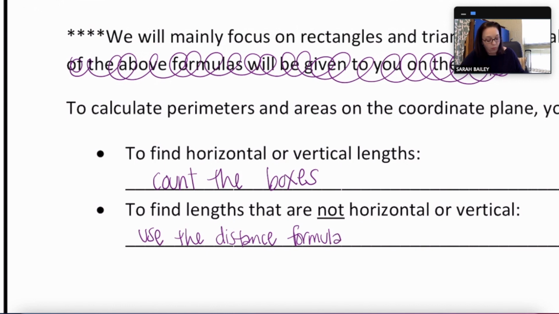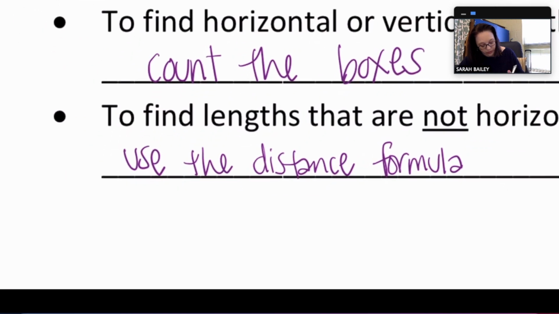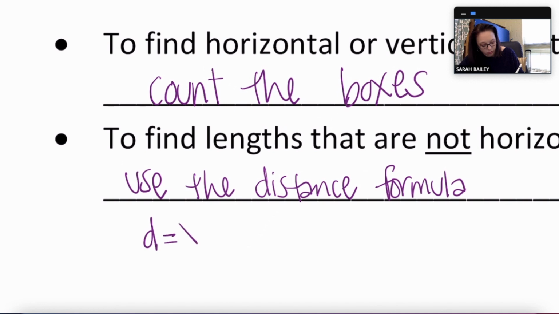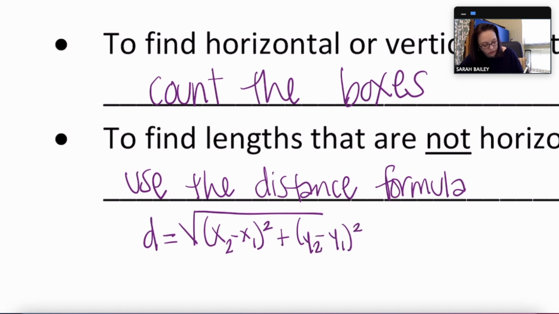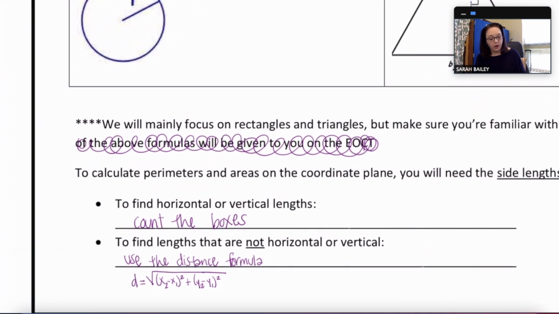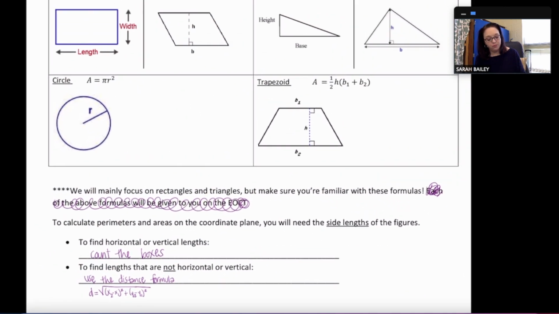Okay, so remember that the distance formula, D equals the square root of (x sub 2 minus x sub 1) quantity squared plus (y sub 2 minus y sub 1) quantity squared. All right, so make sure that you've written that distance formula down, okay? You will be using that some. All right, so let's go to the next page.